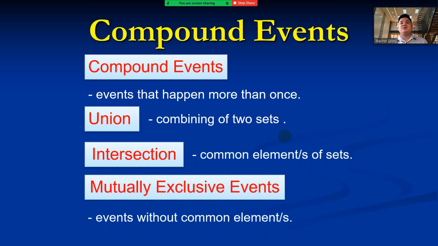What do we mean by mutually exclusive events? When we say mutually exclusive events, there is no intersection, or there are no common elements between the two sets. That's the difference between intersection and mutually exclusive events. Intersection is not applicable for mutually exclusive events. Events that do have an intersection, we call non-mutually exclusive events. If there is something common between the two sets, they are non-mutually exclusive events.